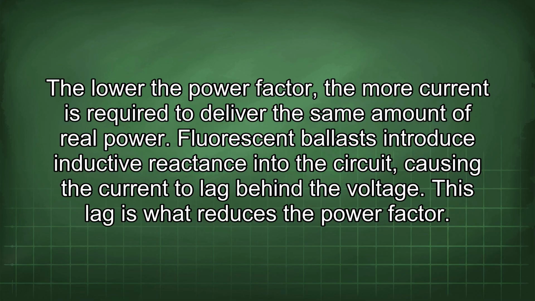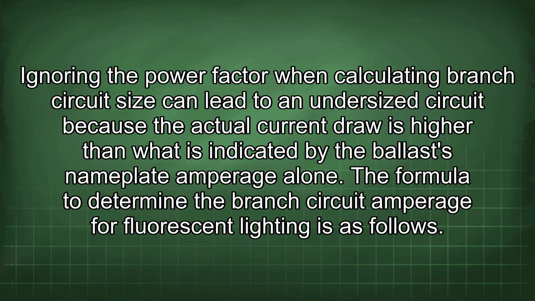Fluorescent ballasts introduce inductive reactance into the circuit, causing the current to lag behind the voltage. This lag is what reduces the power factor. Ignoring the power factor when calculating branch circuit size can lead to an undersized circuit because the actual current draw is higher than what is indicated by the ballast nameplate amperage alone.